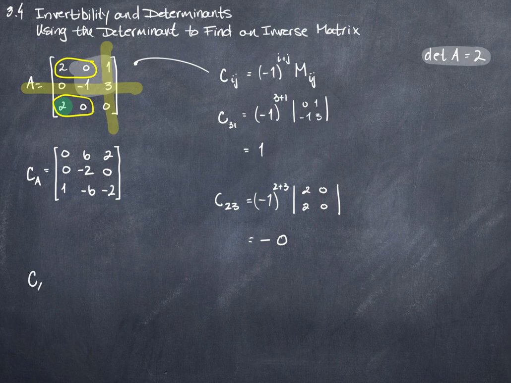What I'm going to do now is take that cofactor matrix of A and transpose it. In other words, I'm going to find a new matrix that's made up of columns that match the rows in this matrix. So instead of a row 0, 6, 2, I'm going to have a column 0, 6, 2. The next row is 0, negative 2, 0. That becomes my next column. And then 1, negative 6, negative 2 becomes my next column.